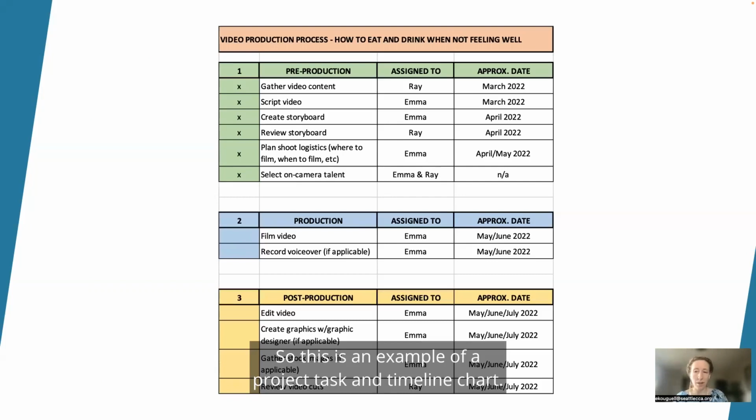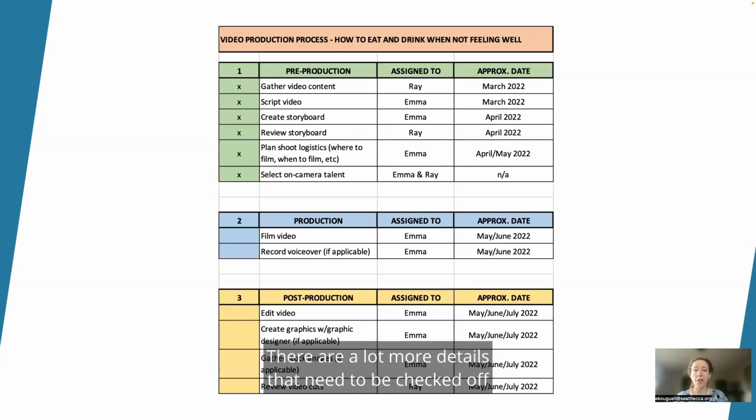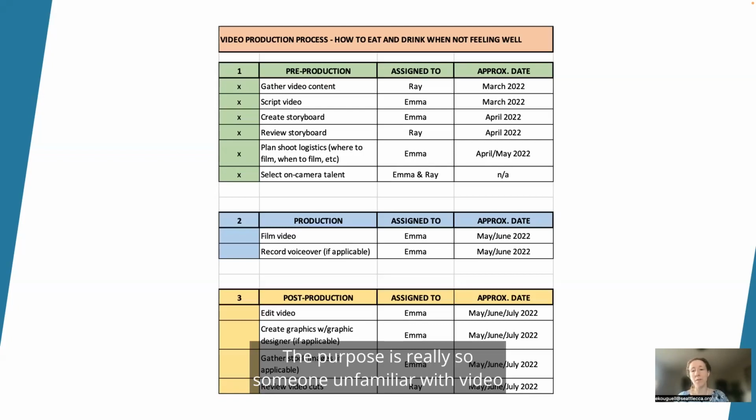So this is an example of a project task and timeline chart. It highlights key project points while explaining the 3 stages of production. I see this as mainly for the SME or other people involved in a project. There are a lot more details that need to be checked off if you're managing or producing the video. So you don't have to include a ton of detail for this type of thing. The purpose is really so someone unfamiliar with video has a clearer understanding of the major things involved in each stage of production, who is primarily responsible for that task, and the date that the task needs to be completed.